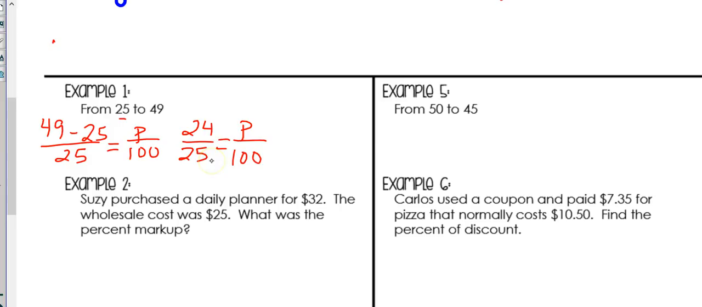We look at that relationship: 25 to 100 is times 4. The top is also going to be a times 4 relationship. So I don't need cross products for this; it's faster to do it this way. 24 times 4 is 96. So this is a 96% increase.